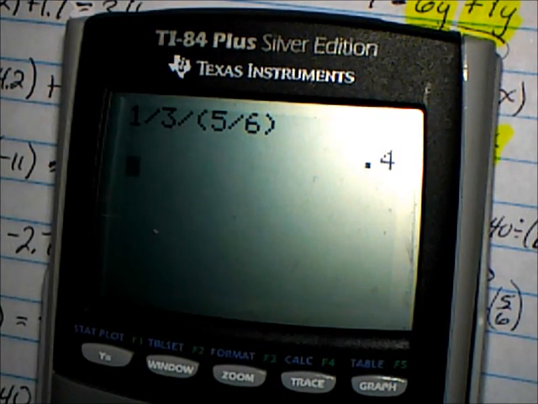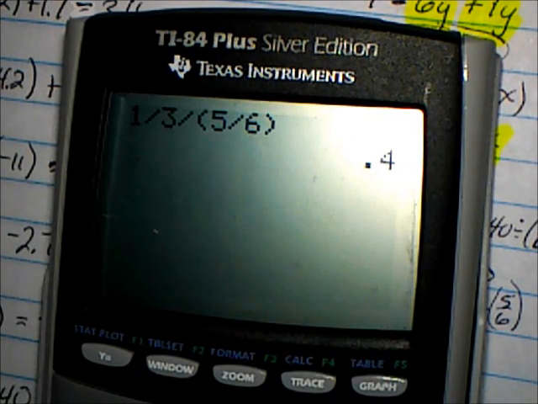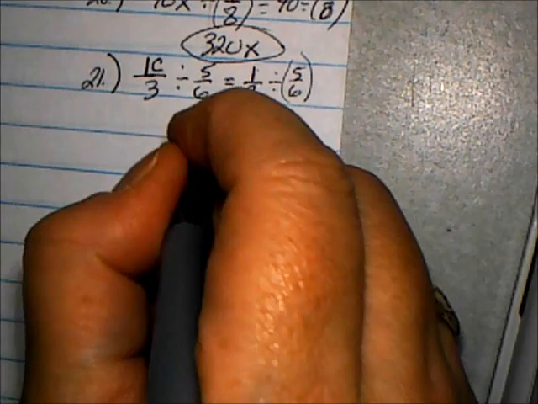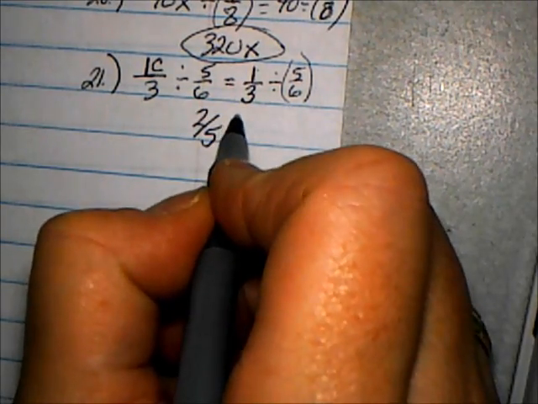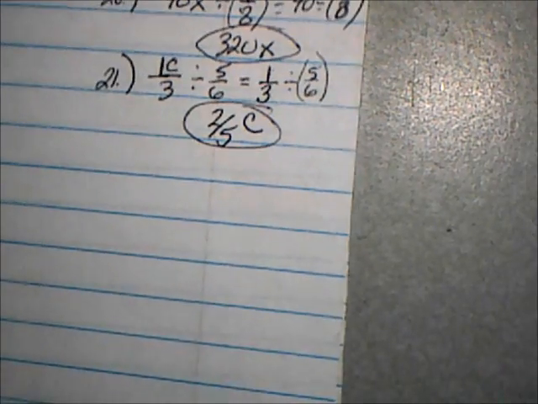Now I need to change that back to a fraction, so what do I push? Math, Frac, and then enter one more time. I get 2 over 5, and don't forget your letter. Put your letter with it. You're not doing anything with the letter right now.